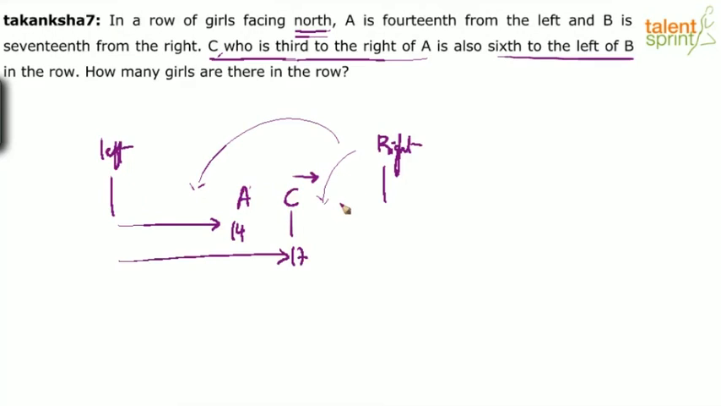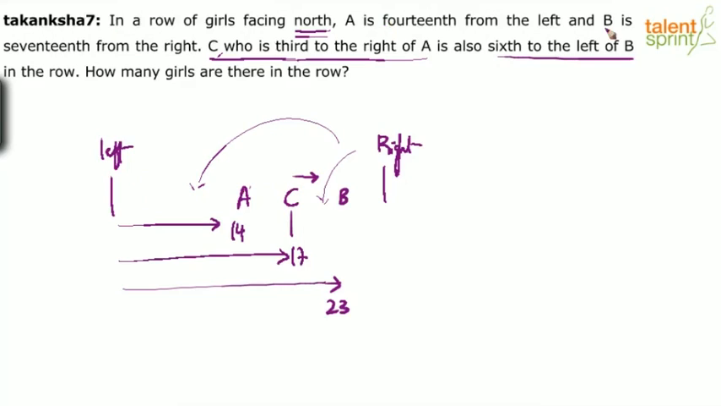So B will come in this direction. Let's say B comes somewhere here. C is 6th to the left of B, which means B is 6th to the right of C. Now 6th to the right of C means what? C is 17th, so what will be the position of B? 18, 19, 20, 21, 22, 23. B's position will be 23rd from the left end.